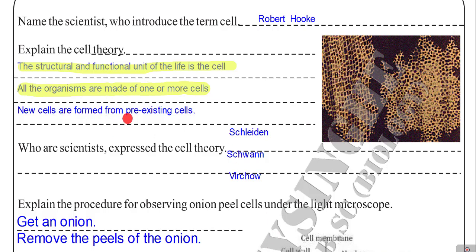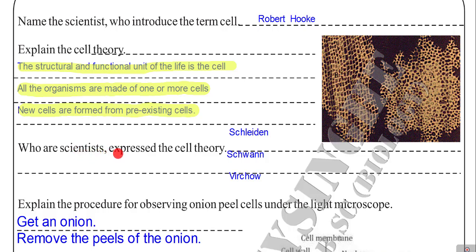New cells are formed from pre-existing cells. Only one cell evolved in the world. That cell divided, and all the living beings, different plants, animals, microorganisms, came from that one common cell earlier. Actually, new cells are not formed from nothing; new cells are formed from pre-existing cells. That is very important. The structural and functional unit of life is the cell. All organisms are made of one or more cells. New cells are formed from pre-existing cells. Very clearly you have to keep it in your mind.